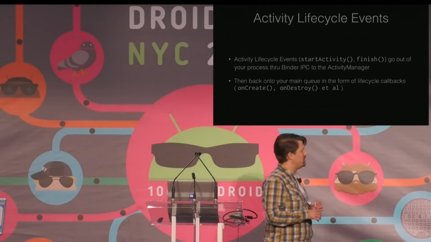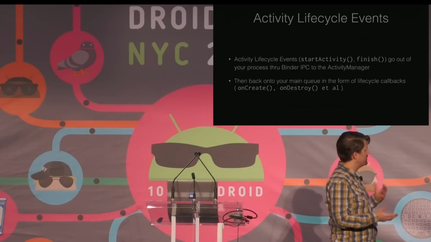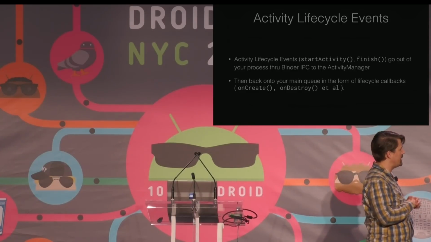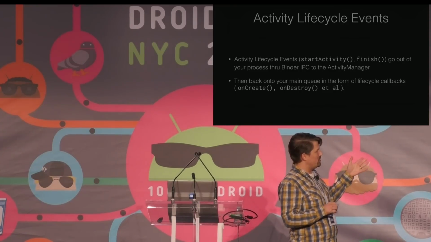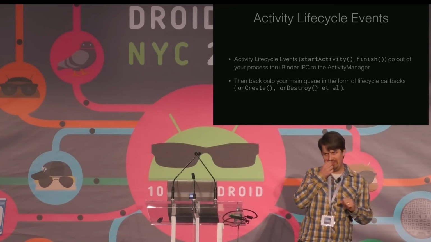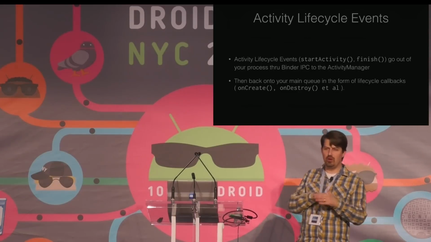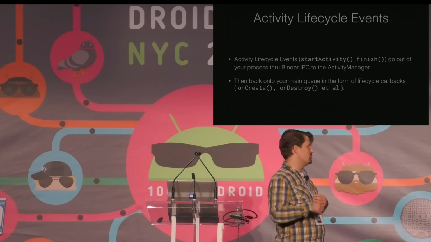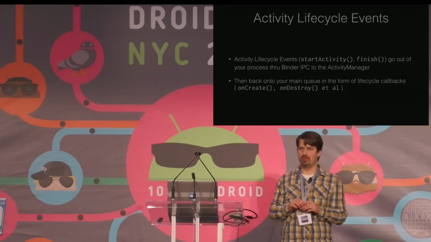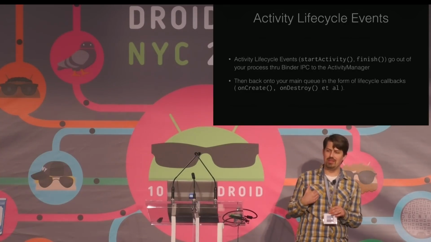So I want to touch on a few other things. These are just a little bit more grab bag topics that are related to the main thread. But when you call things on your activity, those go from the main thread outside of your process through the binder mechanism to an activity manager, and then come back for your lifecycle methods later.